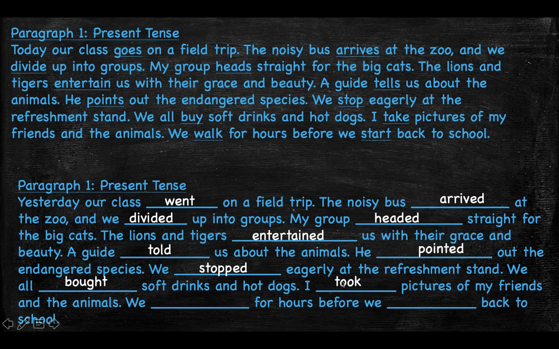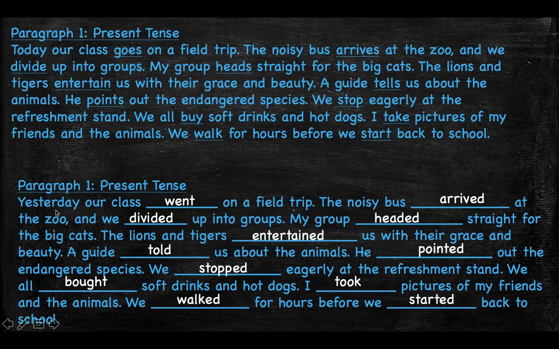We blank for hours. All right, here's our verb. It's walk. We're changing walk into past tense. So we what? Get ready. Yes, walked for hours before we, next is start, back to school. So we need to take start and turn that into past tense. So we walked for a few hours before we, think, think, think, get ready. Yes, started back to school. All right, now let's reread this entire paragraph and make sure it makes sense.